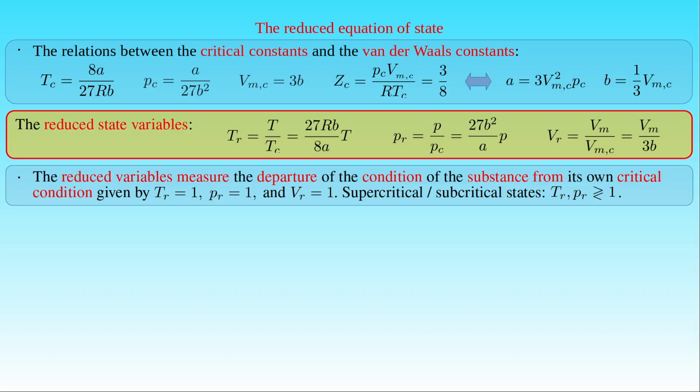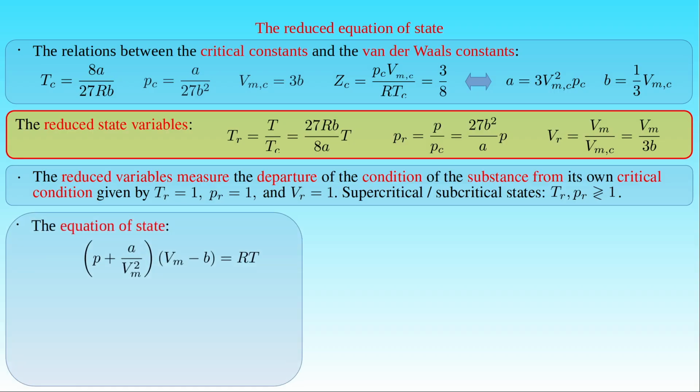Now we express the equation of state of a van der Waals gas in terms of the reduced state variables of the gas. The van der Waals equation states that the sum of the pressure P of the gas and its pressure correction constant A over the square of the molar volume Vm of the gas, times the difference between the molar volume Vm and the volume correction constant B of the gas, is equal to the gas constant R times the absolute temperature T of the gas.